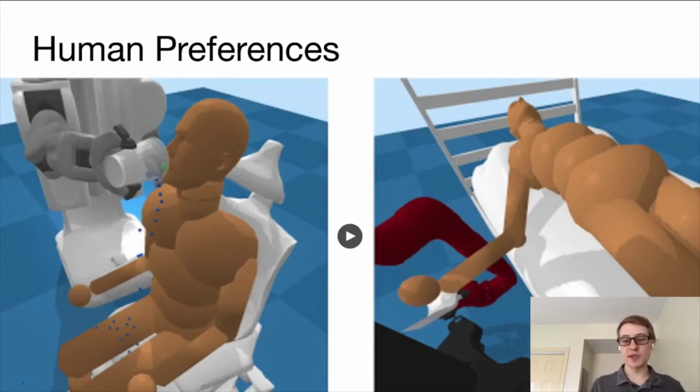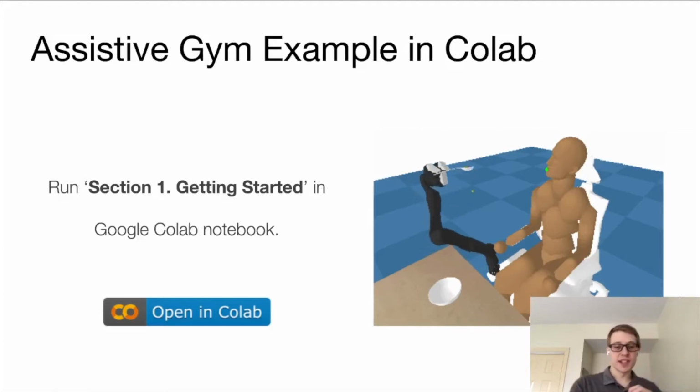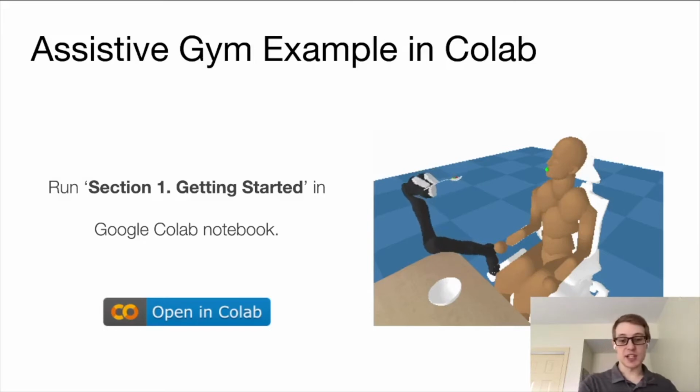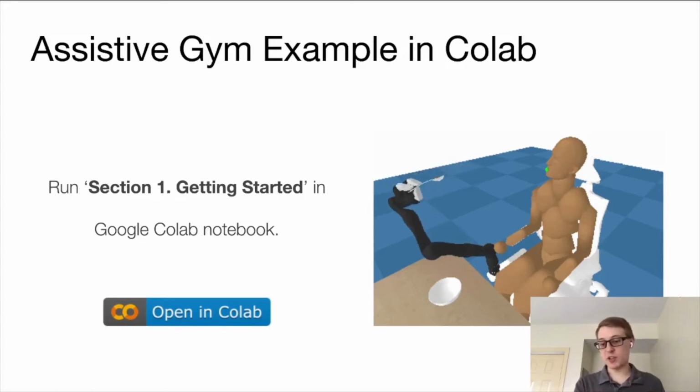So those are, I would say, the basic set of features that come with Assistive Gym. At this point, let's start to test out Assistive Gym in Google Colab. The first section is section 1, getting started. We're just going to simulate a Zackory robot providing feeding assistance to a human sitting in a wheelchair.